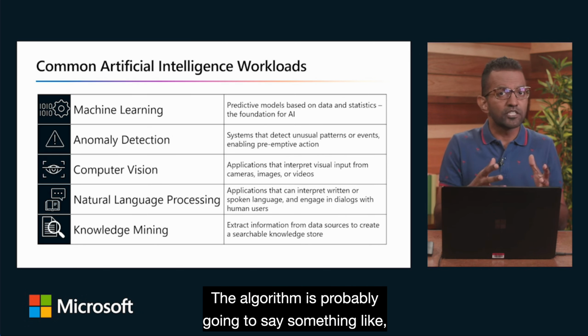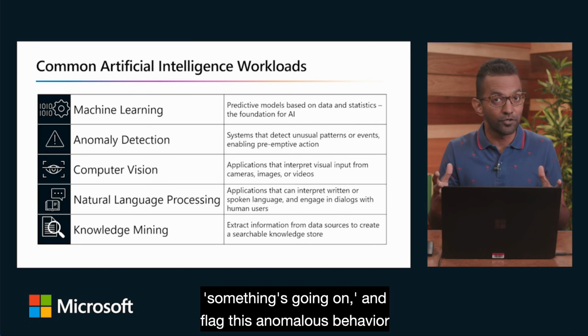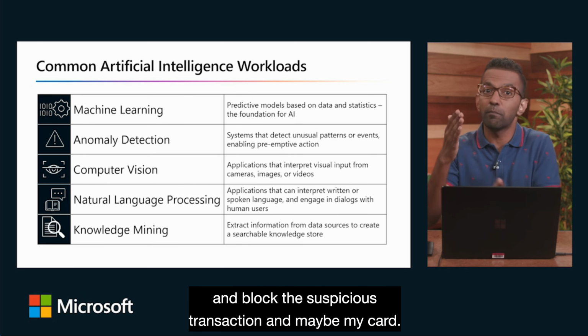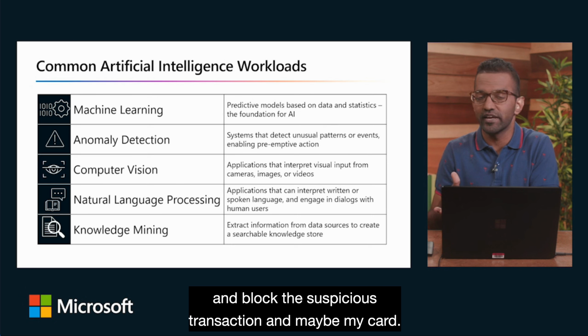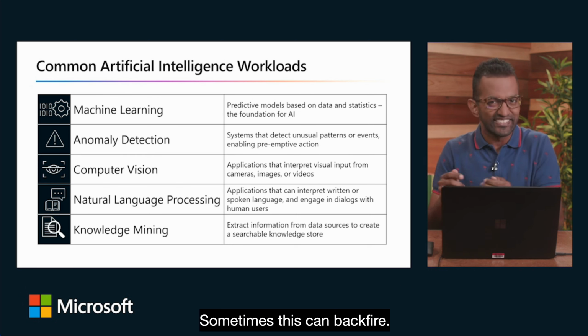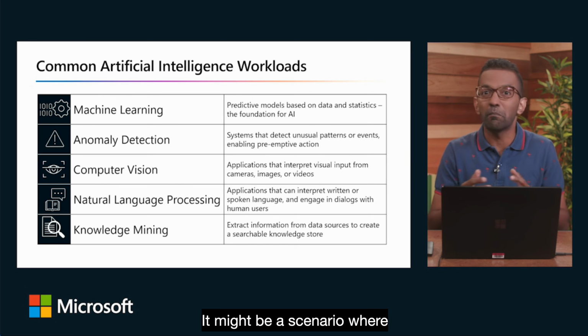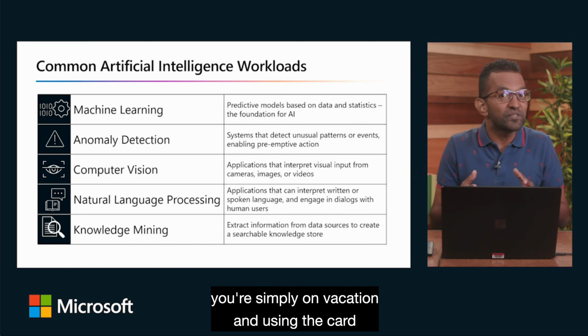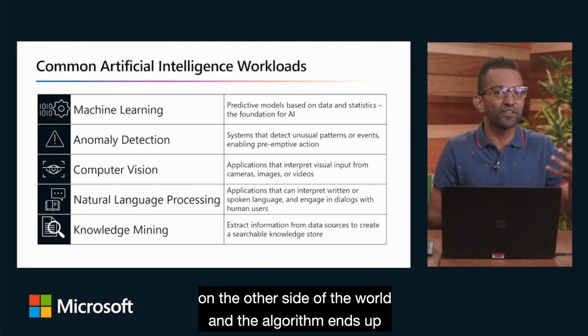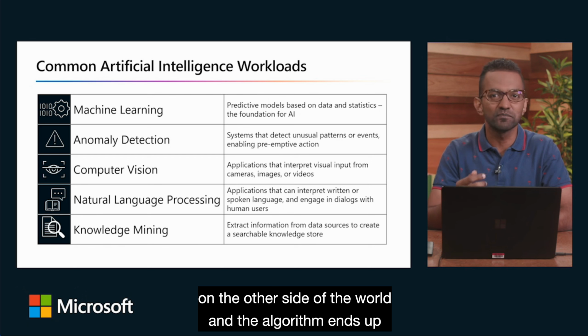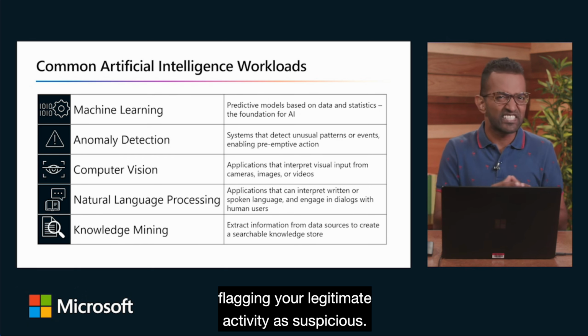So the algorithm is probably going to say something like, uh-oh, something's going on, and flag this anomalous behavior and block the suspicious transaction, and maybe my card. Sometimes this can backfire. It might be a scenario where you're simply on vacation and using the card on the other side of the world, and the algorithm ends up flagging your legitimate activity as suspicious.